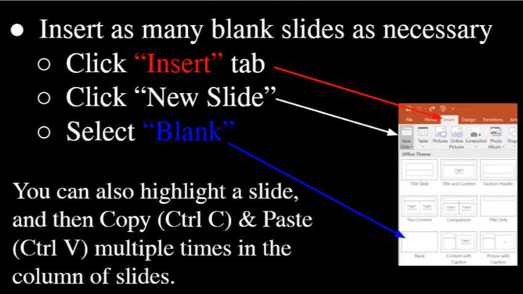In this example, I inserted all of the images onto one slide and then placed them on new blank slides as I went along. You can also insert your blank slides first and then add your images. When you add blank slides, you're going to click Insert, click New Slide, select Blank. You can also highlight a slide and then copy, remember Control C, and paste, Control V, multiple times in the column of slides.